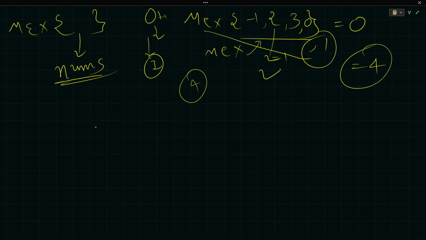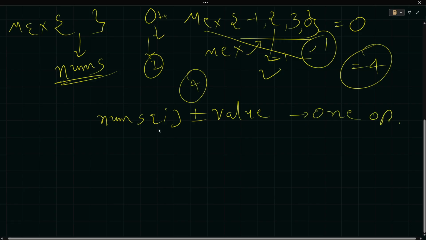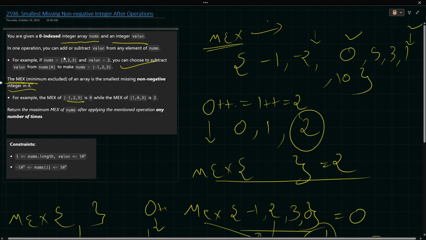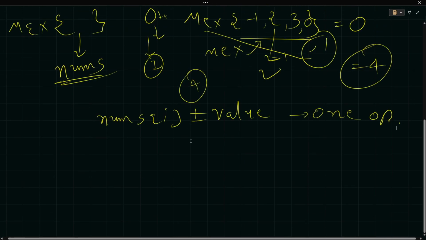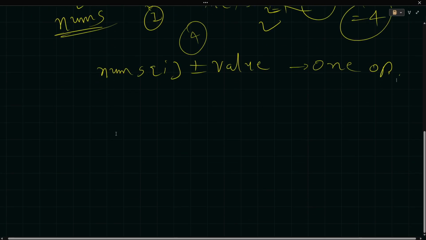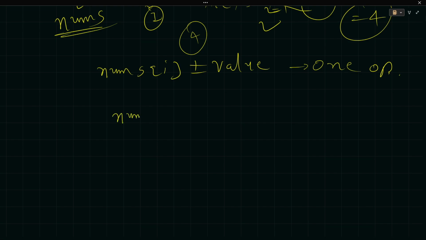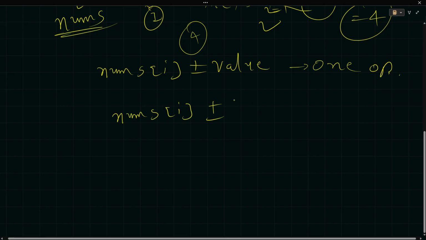So what operations? See, if we take any arbitrary element nums of i, we can add or subtract the value in one operation. Okay, it is given in the question. In one operation, we can add or subtract value from nums of i, and after applying the mentioned operation any number of times, okay, so we can use this operation any number of times. So see, we can transform nums of i into plus or minus, let's say m into value, but m and n would be confusing because we would use n for size. So see, k into value.